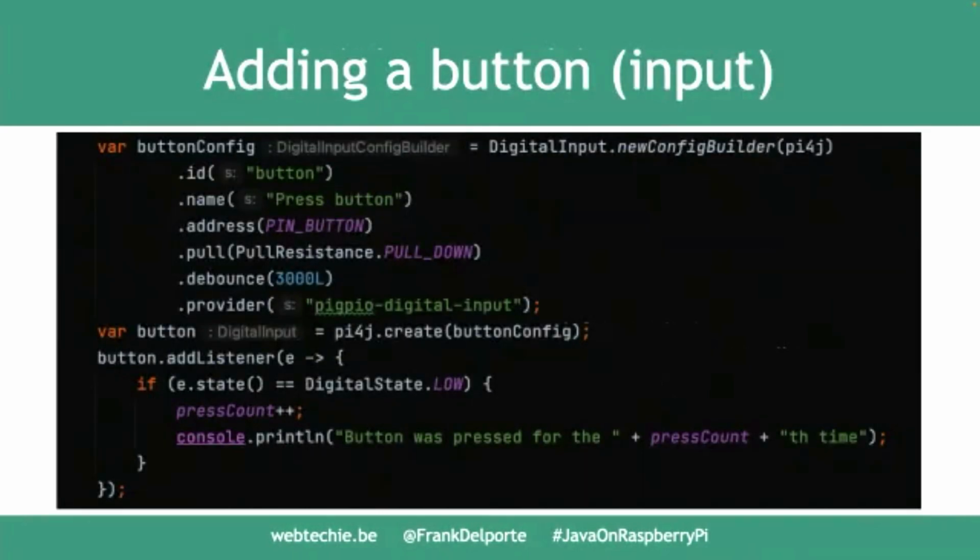Now, for instance, a button. So if you want to read the state of a button, is a button pressed or not, is a digital input. So we want to know from an input, is there something pushed or not?